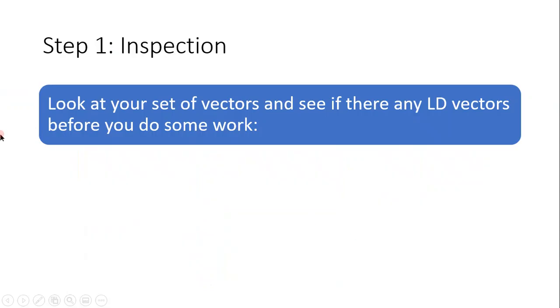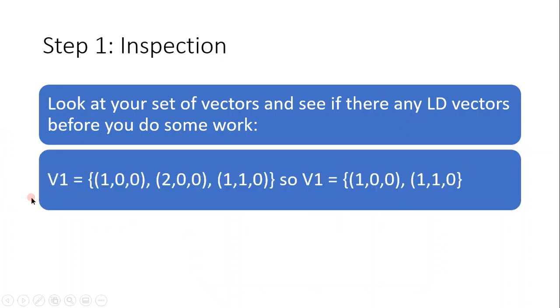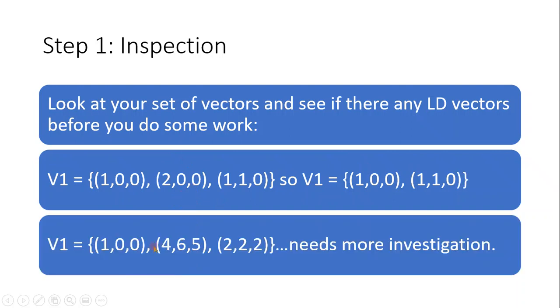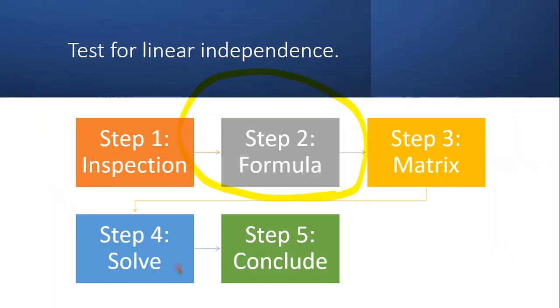So step 1. Look at your set of vectors and see if there are any linearly dependent vectors before you do any work. So as you can see here, 2, 0, 0 is dependent on 1, 0, 0 to make itself happen. 1, 0, 0 doesn't depend on anyone. So the real linearly independent set for V1 would be this one. So we get rid of 2, 0, 0. But for a longer sequence, for a vector set that has more vectors than this and it's not so obvious, we need to apply a certain strategy.